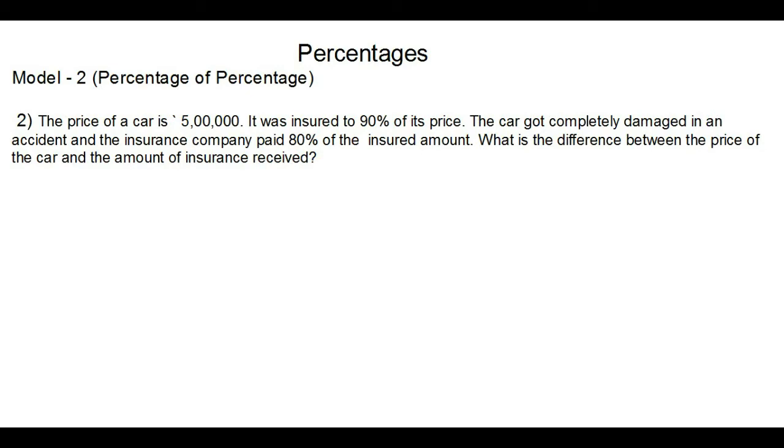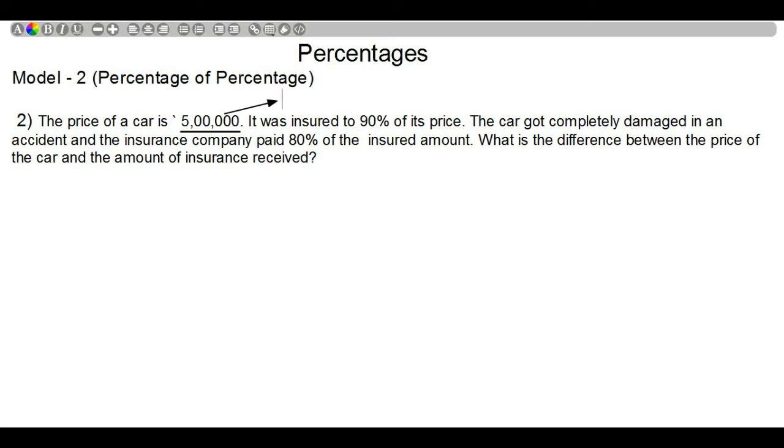Now, as given in the question, the price of the car is rupees 5 lakhs. We can take this 5 lakhs equivalent to 100%. That is nothing but the total amount is 100%, which is 5 lakhs. Now, it was insured for 90% of its price. That means it was insured for 90% of 5 lakhs. The car got completely damaged in an accident and the insurance company paid only 80% of the insured amount.